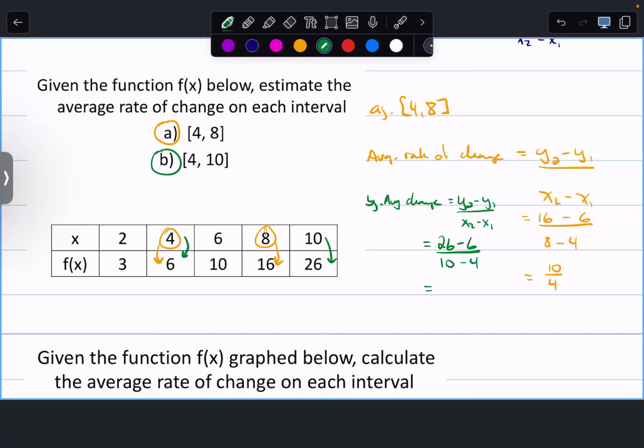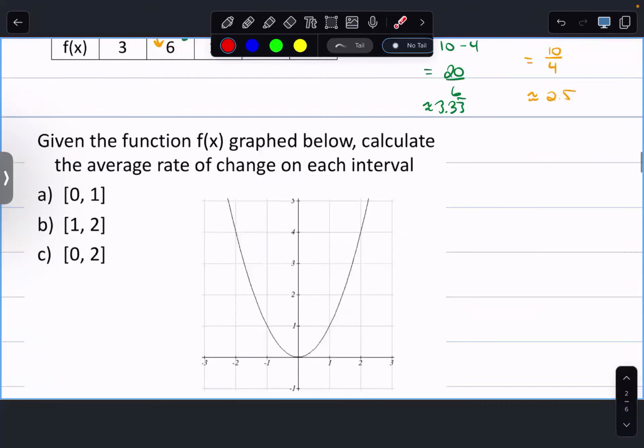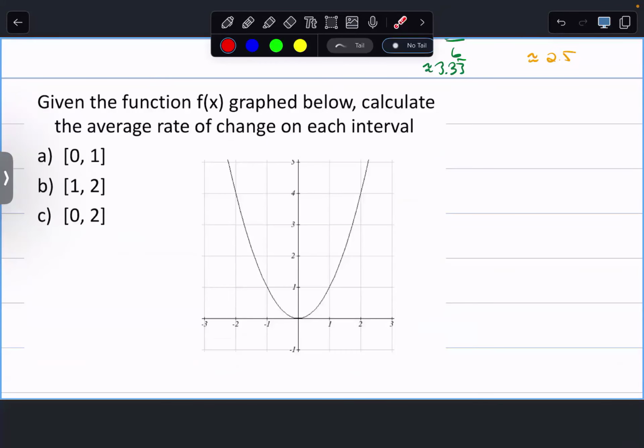I'm getting 20 divided by 6. 20 divided by 6 is roughly 3.33 repeating, and 10 divided by 4 is 2.5. So then we have a faster average rate of change between 4 and 10 than we did between 4 and 8. I'll leave it there, but you can try this next example on your own, and we'll pick up there as review on Thursday. If you have any questions, let me know.